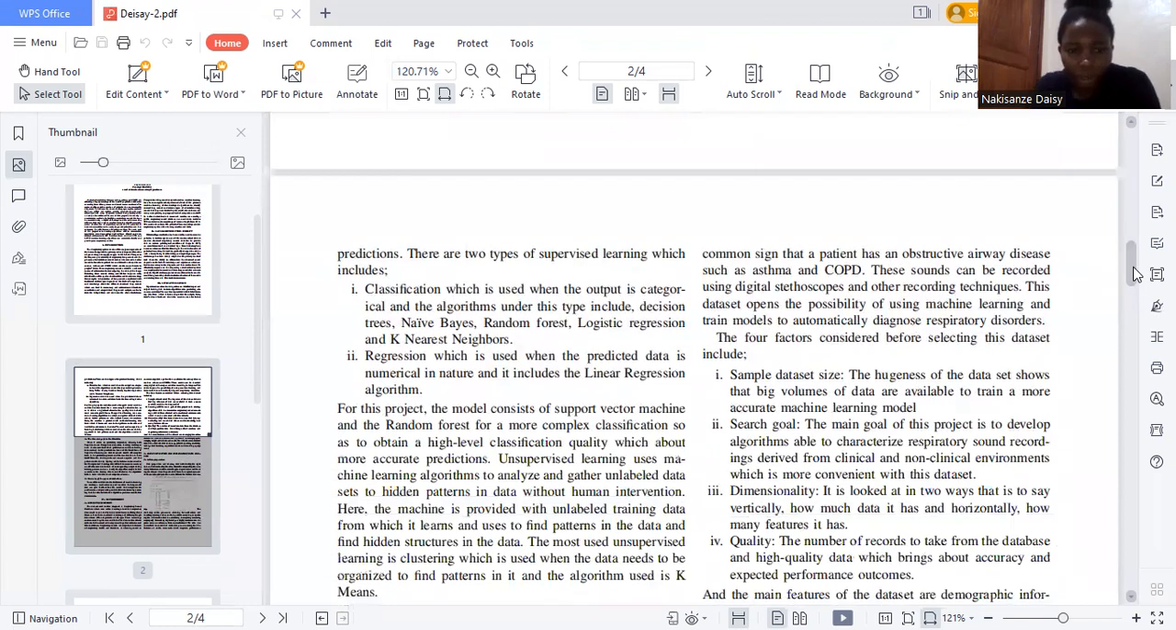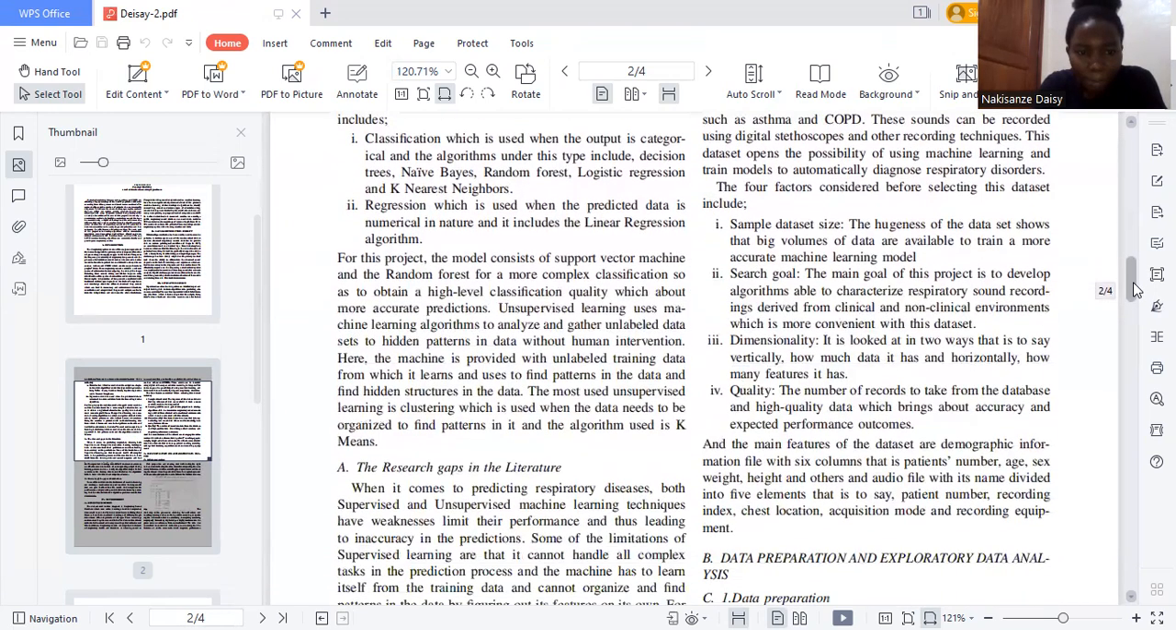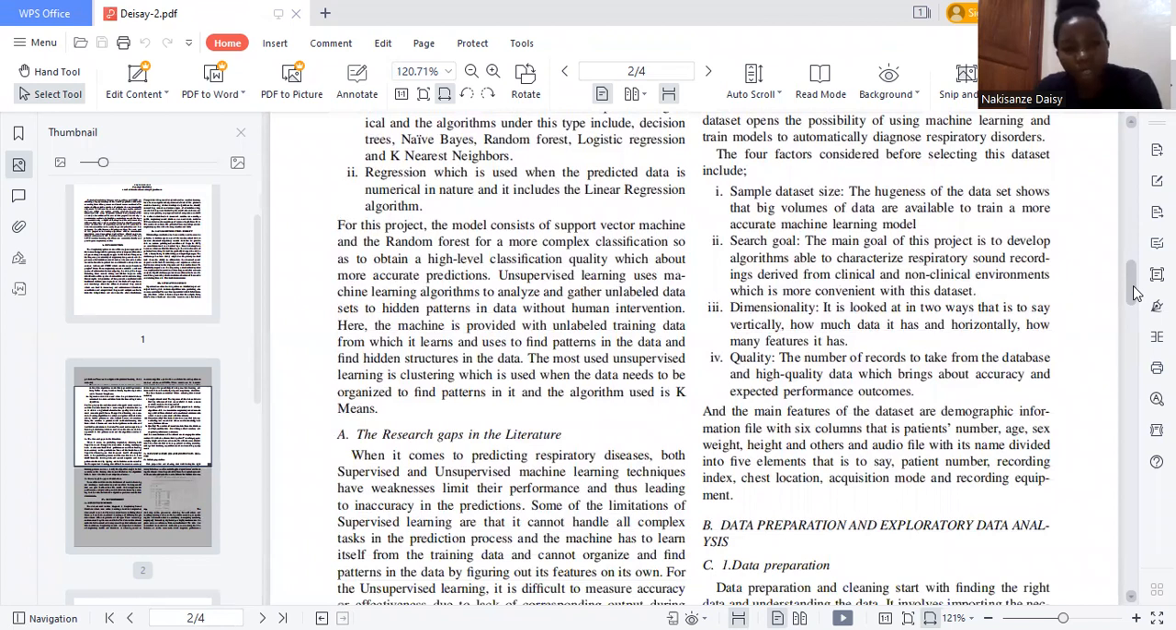For this project, the model consists of support vector machine and random forest for more complex classification, so as to obtain a high-level classification quality. For unsupervised learning, the model is only provided with training data that is not labeled, so the machine cannot give out the prediction.